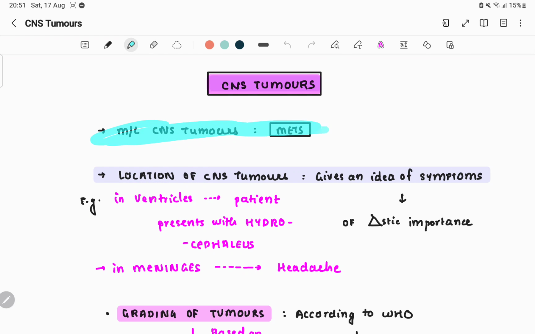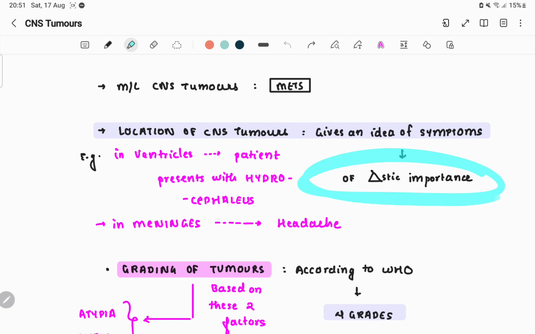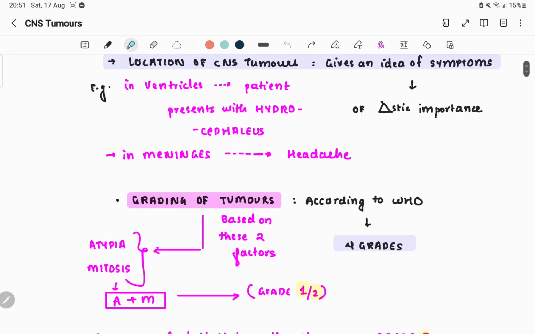The most common CNS tumors are metastases, and tumors generally metastasize to the brain from the lungs, the kidney, and many other organs. The location of CNS tumors gives an idea of the symptoms and is of diagnostic importance, right? Like if there is a tumor in the ventricles, the patient will present with hydrocephalus, because CSF flow will be obstructed. If it is in the meninges, then the patient will present with headache, right?